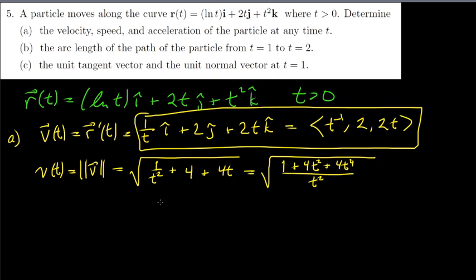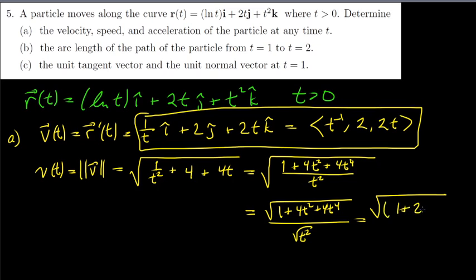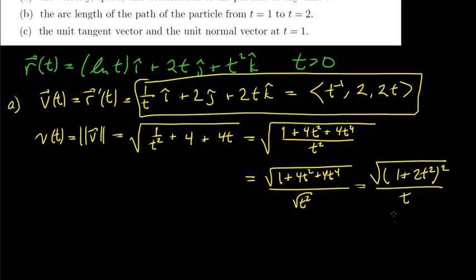And I think we can simplify that further. The 1 plus 4t squared plus 4t to the 4th, all under the square root. And then the square root of t squared is just t. Again, we're assuming t is positive. But if you notice, everything under the square root here is just a perfect square. I think it's just 1 plus 2t squared, squared. So in the end, we're just going to get 1 plus 2t squared over t.